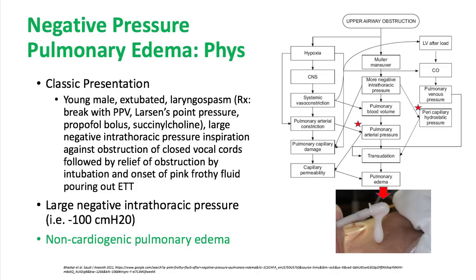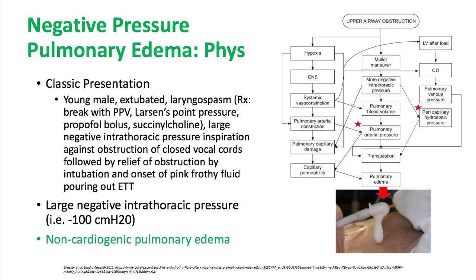Negative pressure pulmonary edema is the next key word, and its physiology. The classic presentation is you have a young male, strong chest muscles, you extubate them, and they develop laryngospasm. You may not even recognize it at first because they stay saturated, but then you realize it and you start to do things like positive pressure ventilation, pushing hard on Larson's point to try to break the laryngospasm. You give them a propofol bolus, which is to deepen their level of anesthesia, so that they hopefully will break the laryngospasm. And then finally, if it doesn't break, you give them succinylcholine.